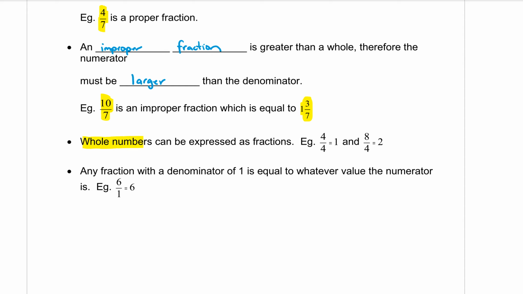Whole numbers can be expressed as fractions. So for example, 4 over 4 is equal to 1, because remember it means divide. 4 divided by 4 goes once, and 8 divided by 4 goes twice. Any fraction with a denominator of 1 is equal to whatever the value of the numerator is. So 6 over 1 is just 6, because 6 divided by 1 is 6.